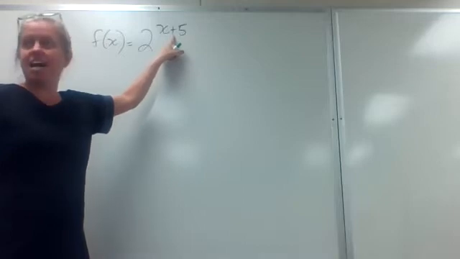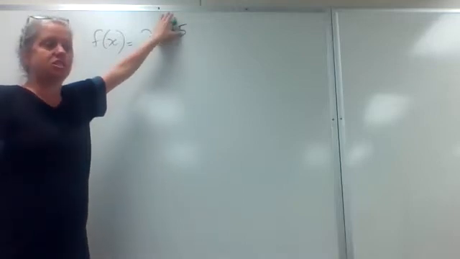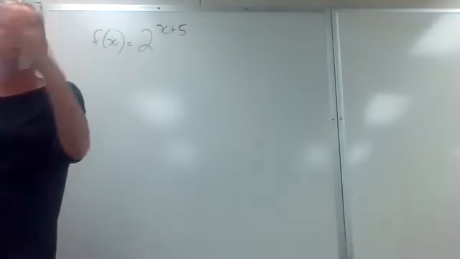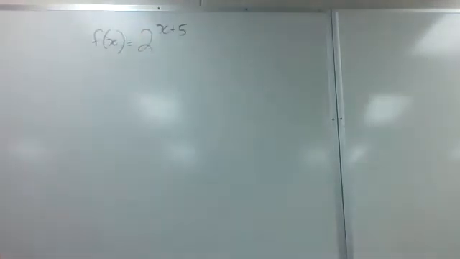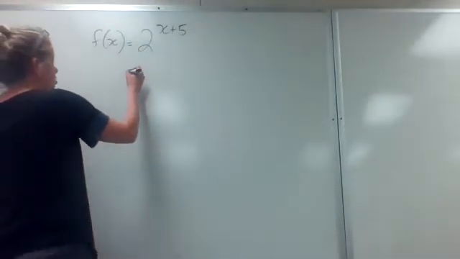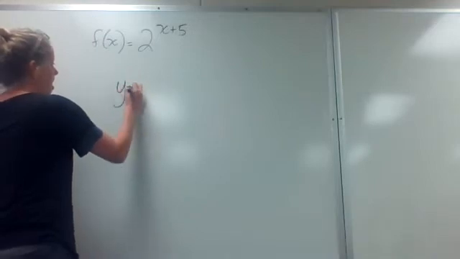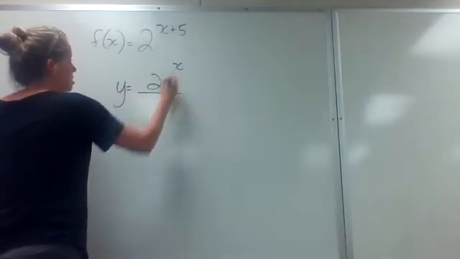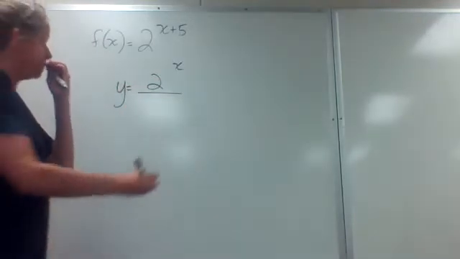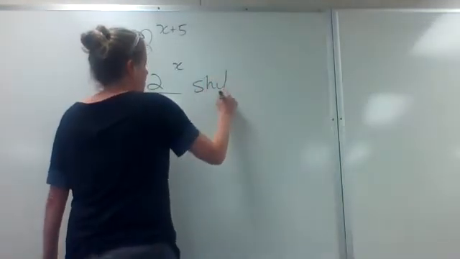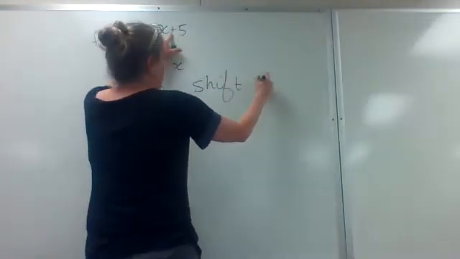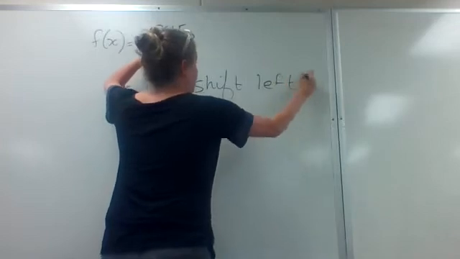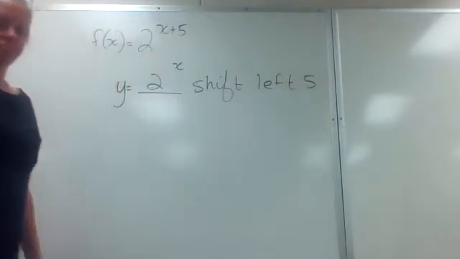This is an inside number, right? If it's inside the exponent, that's an inside number, which will shift it left and right, opposite the sign. So you're going to start with the graph of y equals 2 to the x power, and you choose the one that says shift left 5.